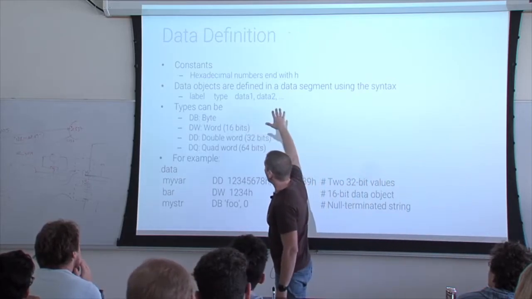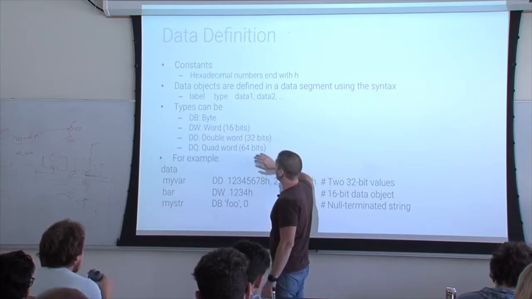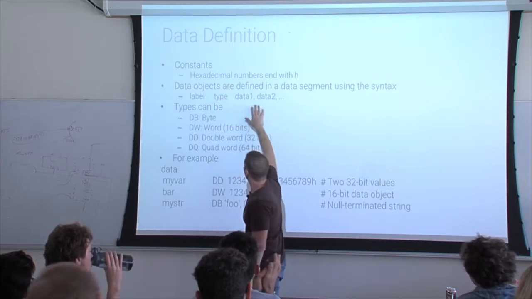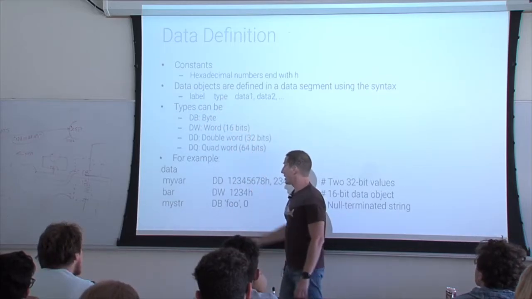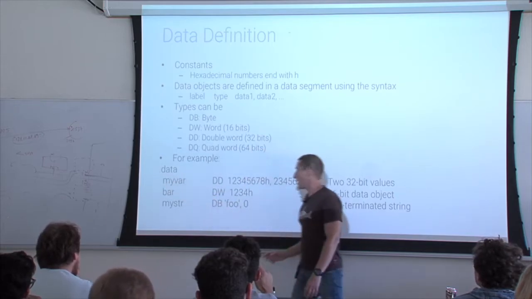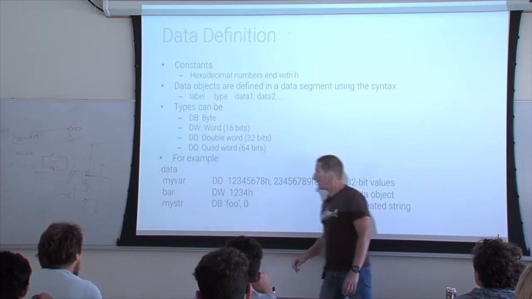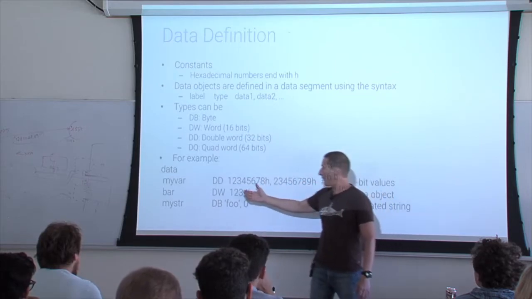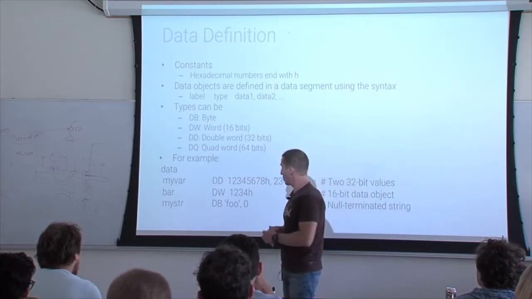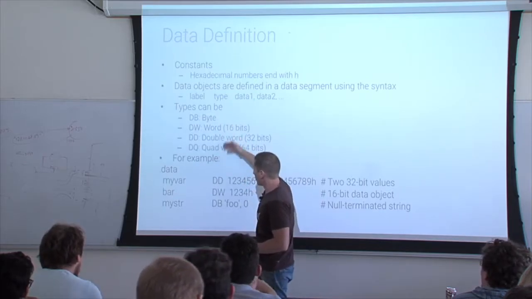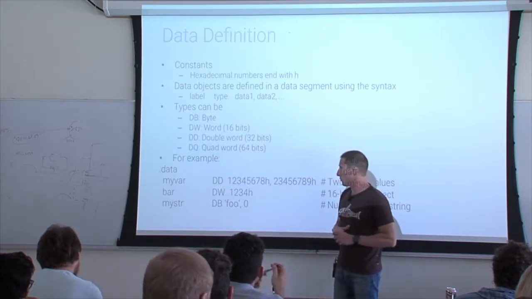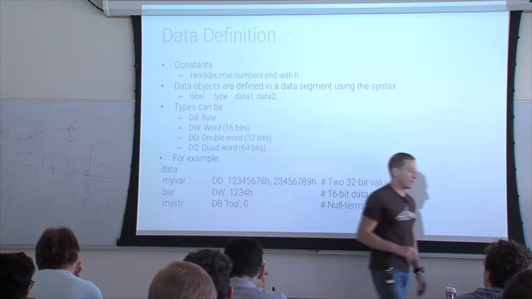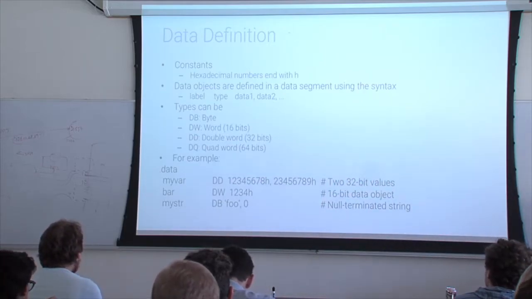You can have constants; hexadecimal numbers end with H, remember that. You can define objects by providing a label, a type, and the actual data. For example, you can say, oh, I'm going to refer to my var as this 32-bit integer, and these are 2, one after another. This will result in having these numbers actually in memory at that location. You can specify bytes, words, double words, and quad words, which is 64 bits. And for example, strings are fundamentally lists of bytes, and you can even zero terminate them or not.